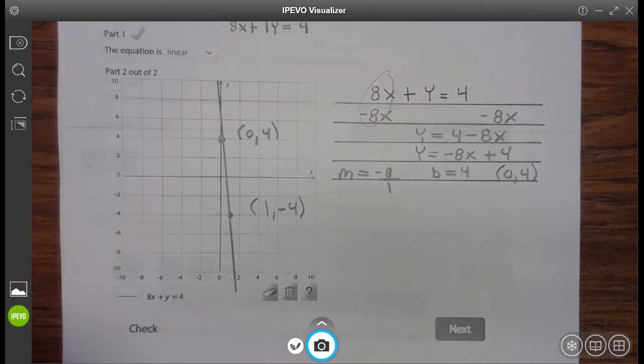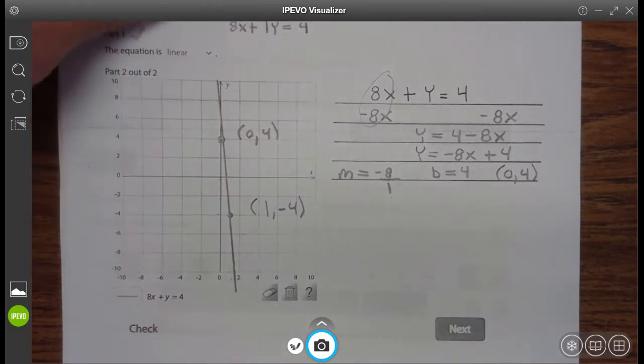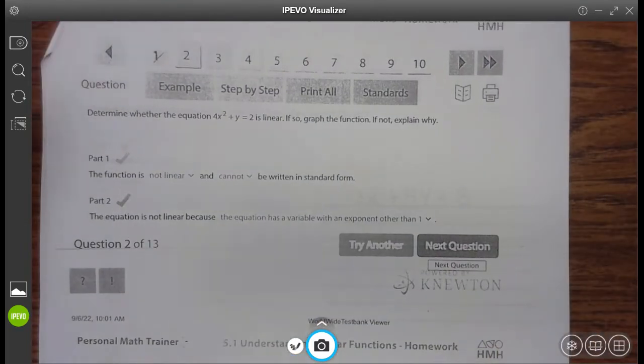All right, go ahead and finish up example 1. All right, let's take a look at the next example. All right, example 2. Determine whether the equation 4x squared plus y equals 2 is linear. If so, graph the function. If not, explain why. The function is not linear and cannot be written in standard form. The equation is not linear because the equation has a variable with an exponent other than 1.